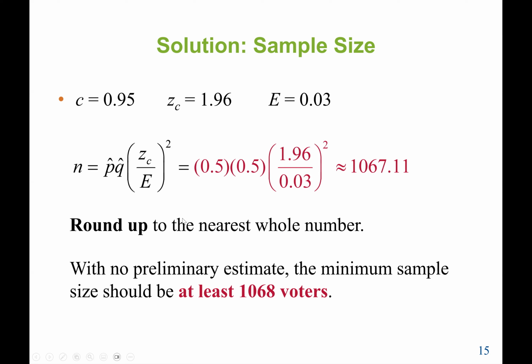So we round it up because, again, the sample is something we are counting. So we round it up to the nearest whole number. So that will give us 1068 voters.